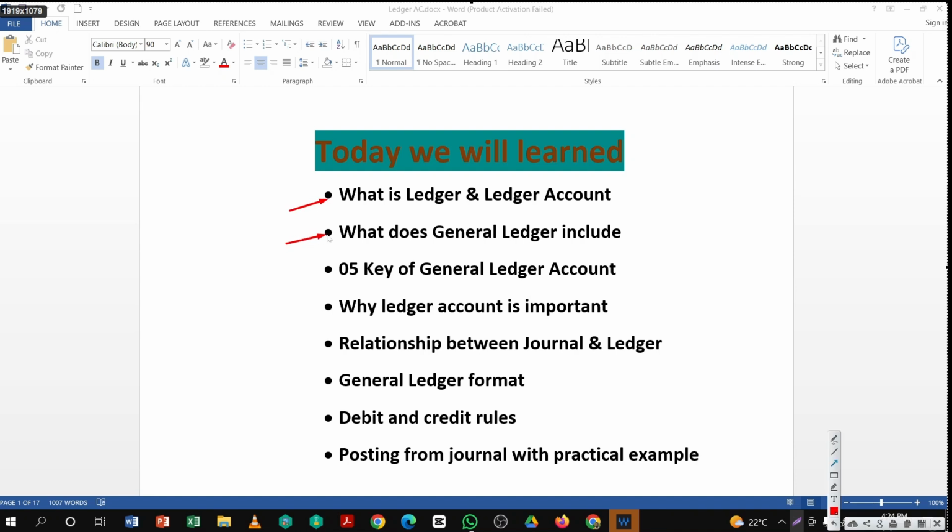What does a general ledger include? Five key types of general ledger accounts. Why the ledger account is important. The relationship between journal and ledger. General ledger format. Debit and credit rules. Posting from journal with a practical example.